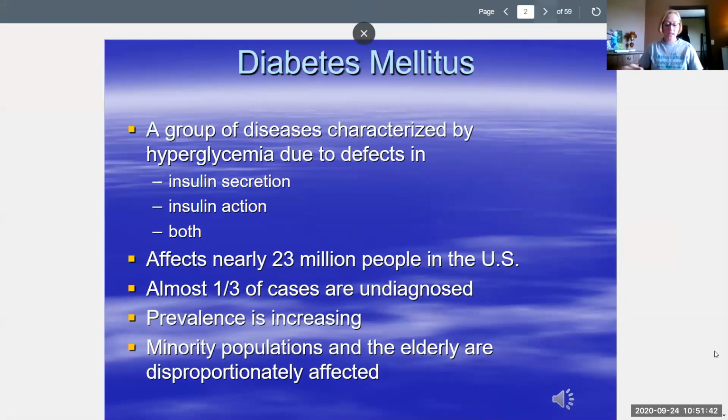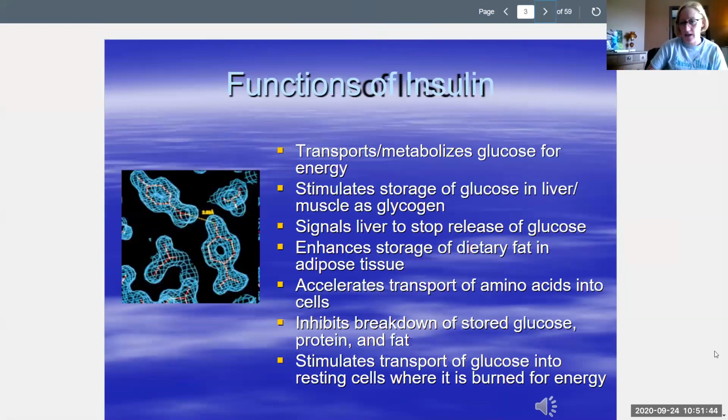So the main thing that you need to understand when we discuss DKA and HHNS, the big factor in those is insulin. So with our DKA, which is diabetic ketoacidosis, I suppose I should quit using abbreviations and just assume you guys know what they all stand for. Diabetic ketoacidosis, DKA, and HHNS, hyperglycemic hyperosmolar non-ketotic syndrome.